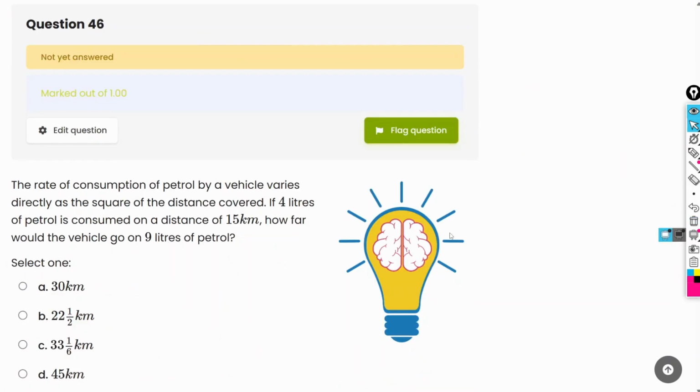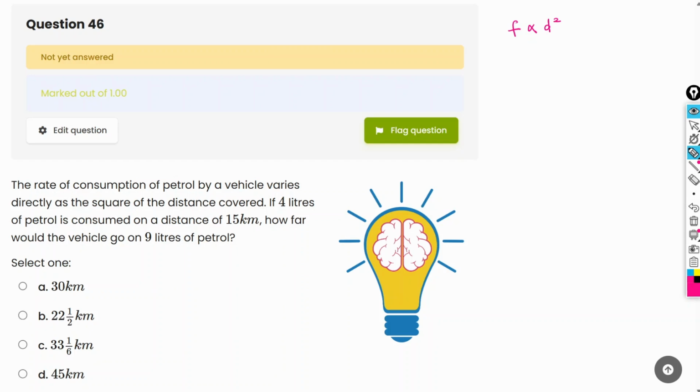Question 46 says, the rate of consumption of petrol by a vehicle varies directly as the square of the distance covered. If 4 liters of petrol is consumed on a distance of 15 kilometers, how far would the vehicle go on 9 liters of petrol? Okay, so let's set up the relationship. The rate of consumption is your fuel, so let's say F, for fuel, is proportional to d squared.